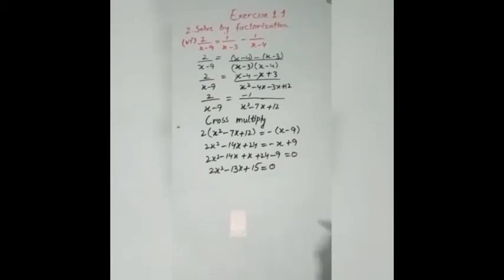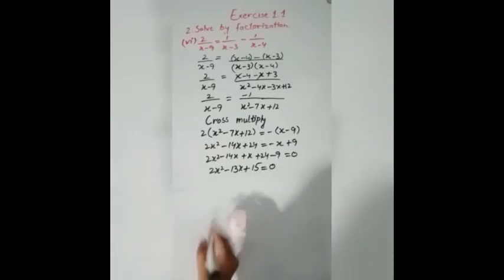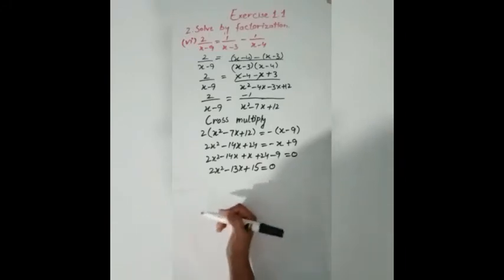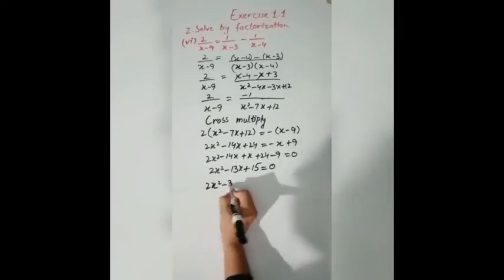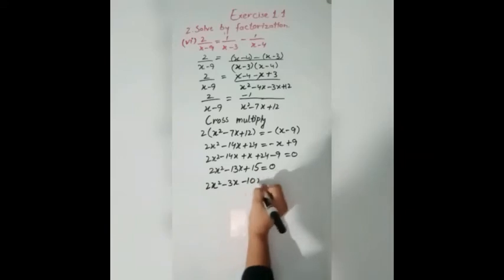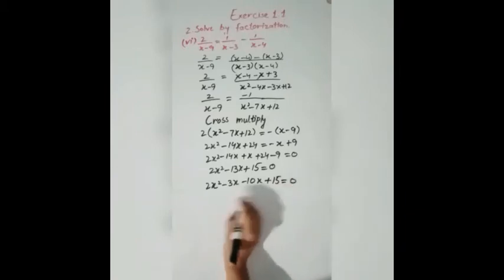Now we have to factorize the equation. We have to find the factors, or say R and S, whose summation is equal to this term and product is equal to this term. 2x square minus 3x minus 10x plus 15. If we add these two factors, we get minus 13x. If we multiply, then we get 30, which is 2 multiplied by 15 equal to 30.